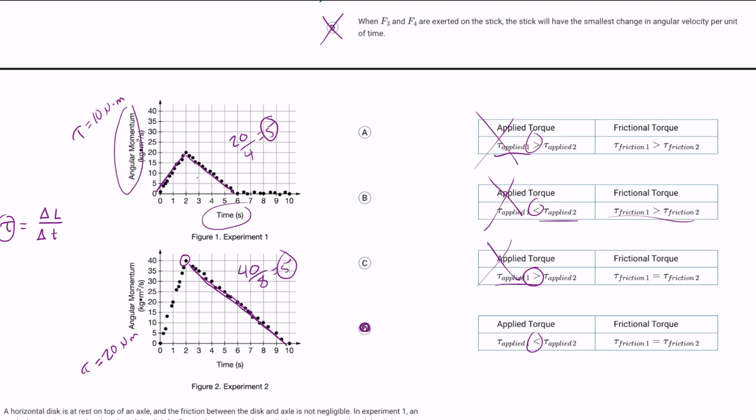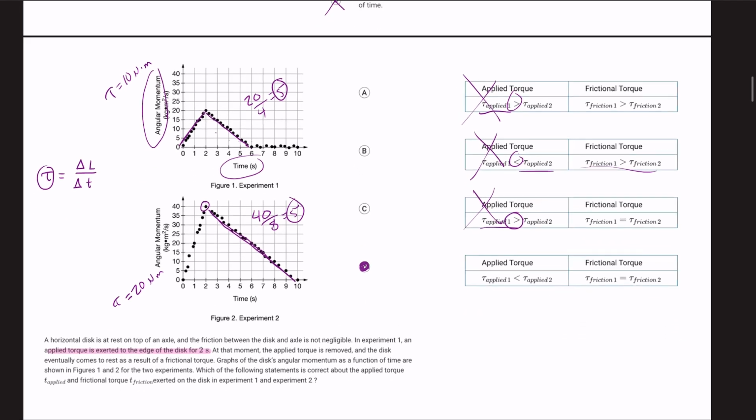And by process of elimination, we know the answer choice is D, but let's just look at what it says. It says experiment 2 had more applied torque, and then it says that their frictions are equal. All right, that's exactly what we said. The correct answer here is D.